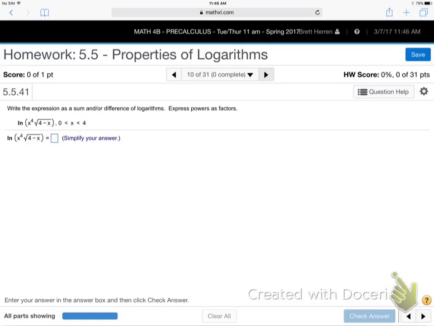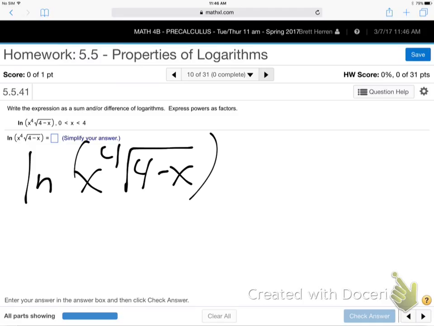All right, so you've got ln of x to the 4th times the root of 4 minus x. First thing to do, what do they want me to do? Make it a sum or difference, meaning make it adding or subtracting. Sum means add, difference means subtract. They're saying make this into adding and subtracting logs, plural. Right now it's just 1 log. Make it more than 1 log, added and subtracted.